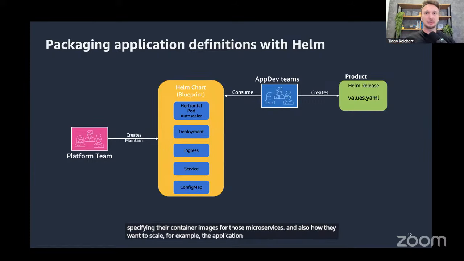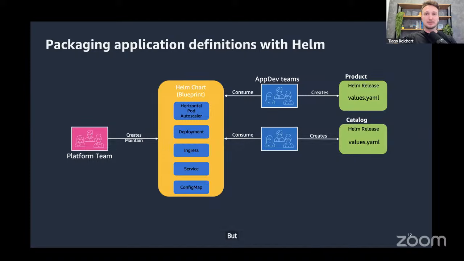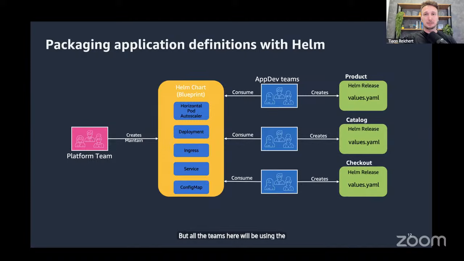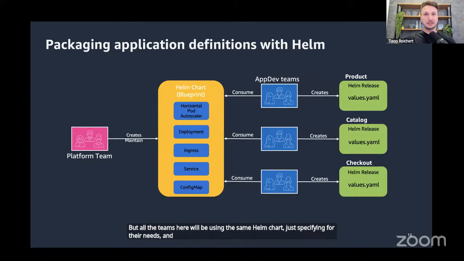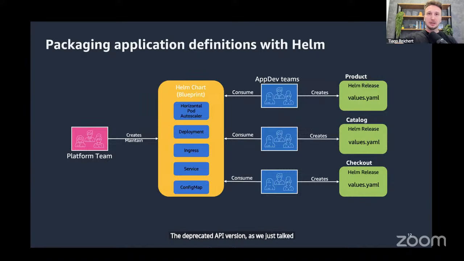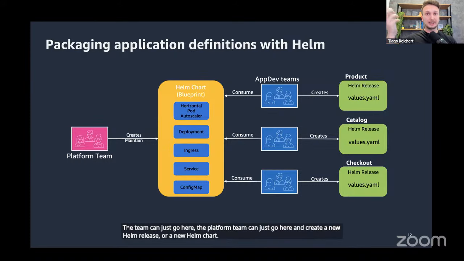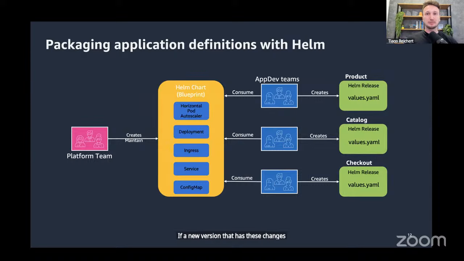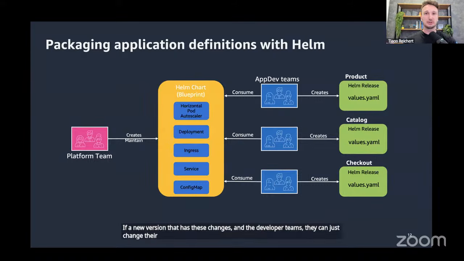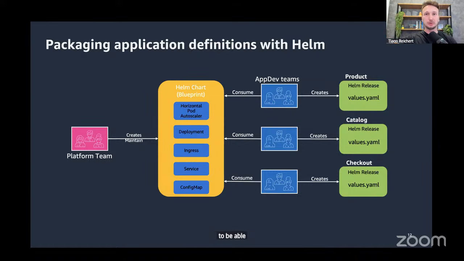So they can customize to their needs. But all the teams here will be using the same Helm chart, just specifying for their needs. And when there is a change that has to happen to that Helm chart, the deprecated API version, as we just talked about, the platform team can just go here and create a new Helm release or a new Helm chart with a new version that has these changes. And the developer teams can just change their Helm release to this new version when they are ready to do so. But we have a way to do this in a standardized way, and a way that the developers don't have to worry about what has to be changed to be able to use the newer version.